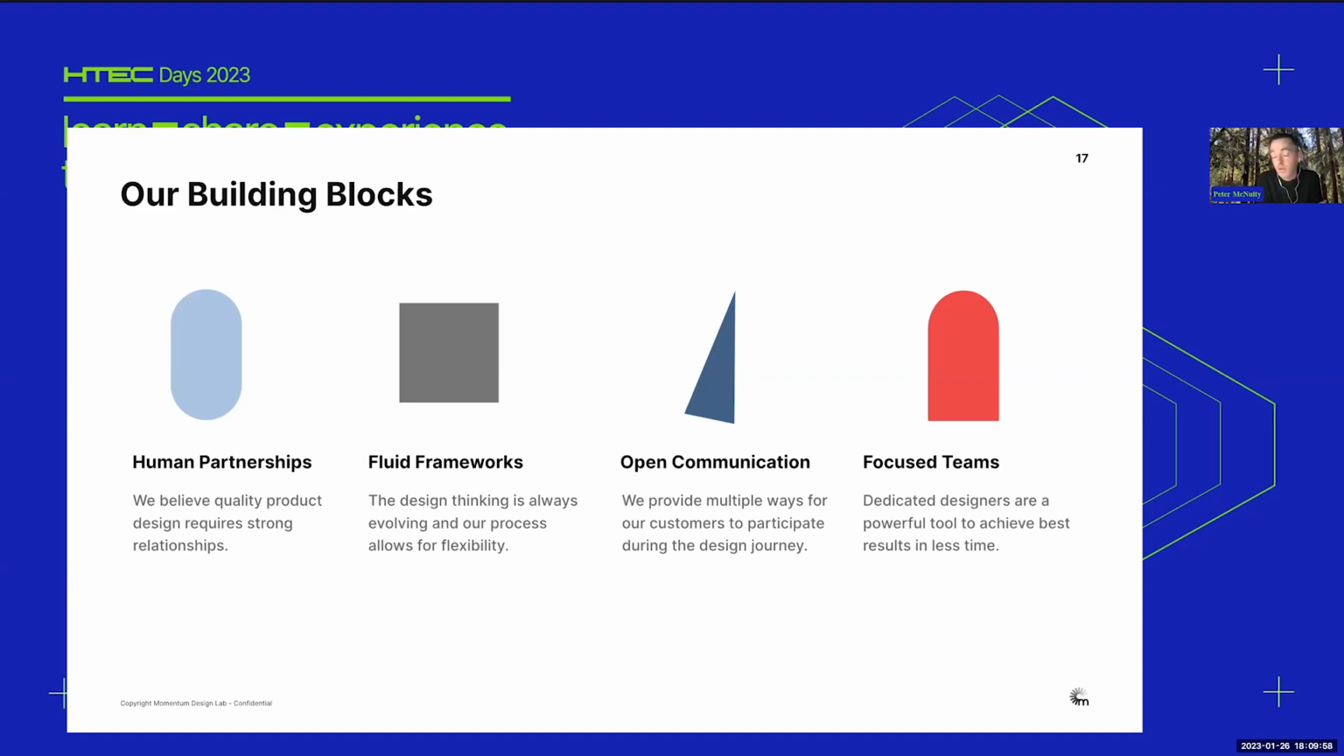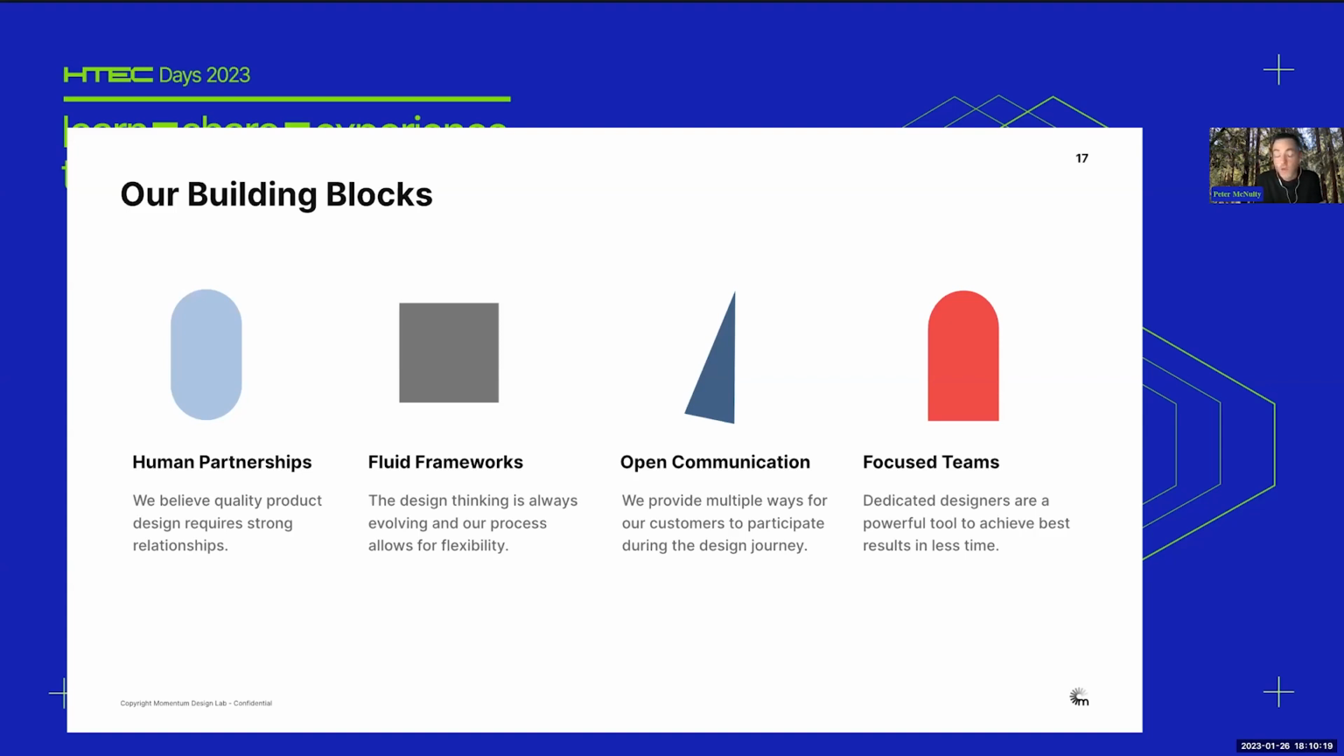Open communication. As I mentioned, we co-create with our customers, and we have many different ways for them to provide feedback and communicate, with multiple touch points during our process. We think of it as we bring our customers along on the design journey.